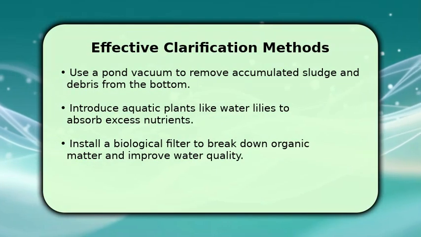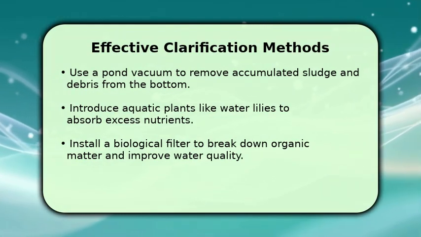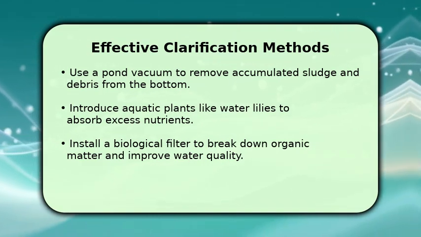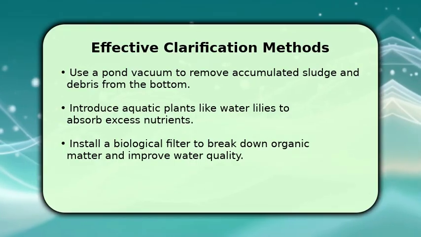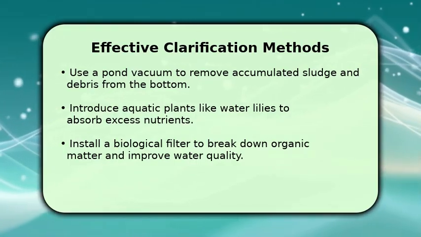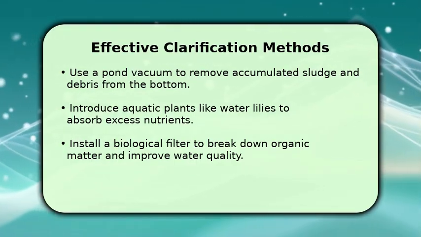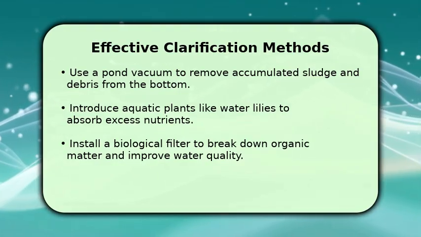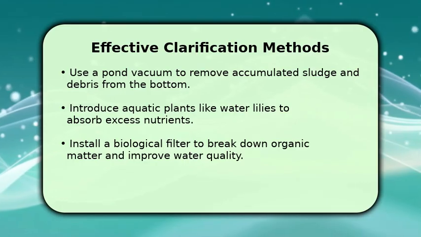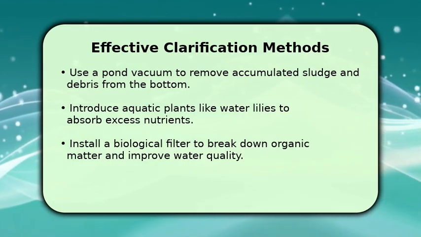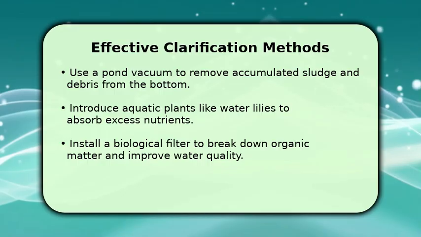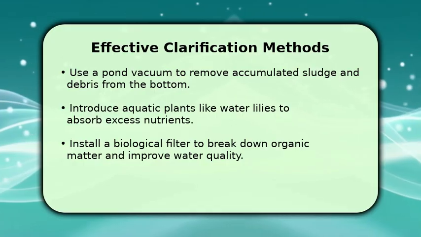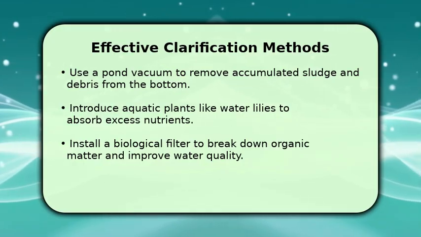To actively clarify your pond, several methods prove effective. A pond vacuum can remove accumulated sludge and debris from the bottom. Introducing aquatic plants such as water lilies helps absorb excess nutrients, starving algae. Installing a biological filter breaks down organic matter, significantly improving water quality. For quick results, apply a flocculant product. It binds small particles, causing them to settle.